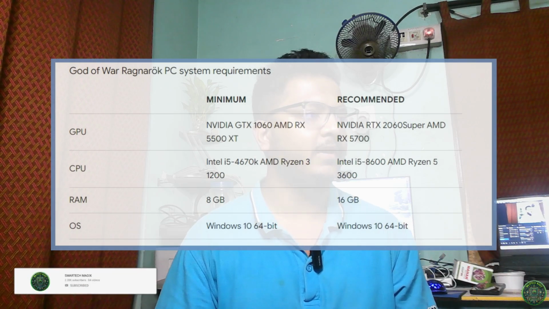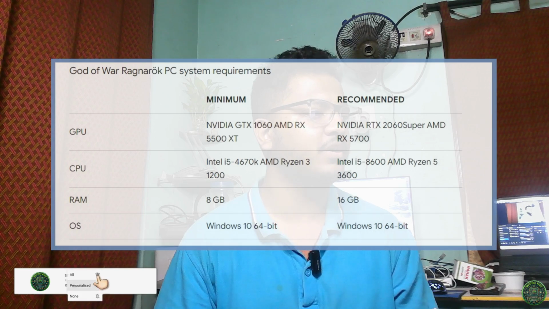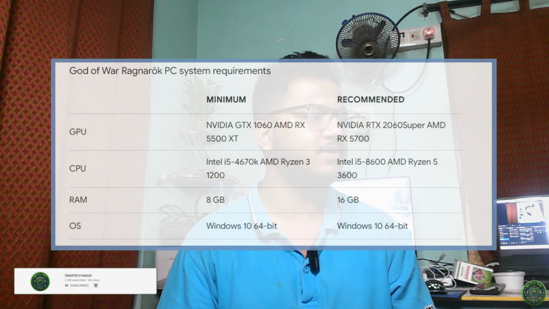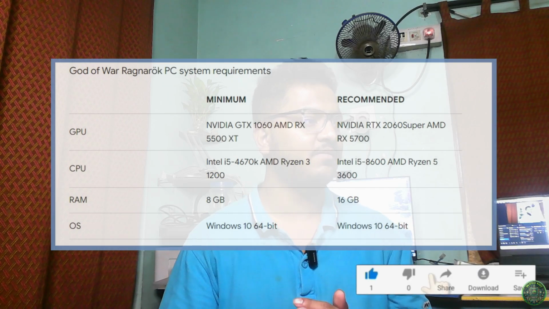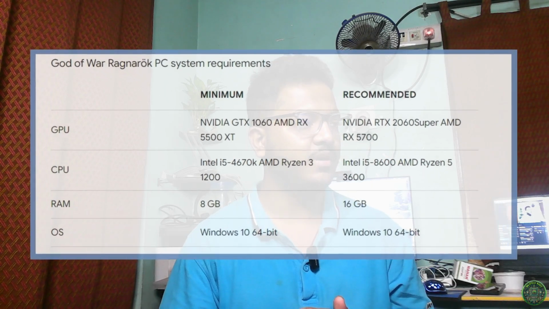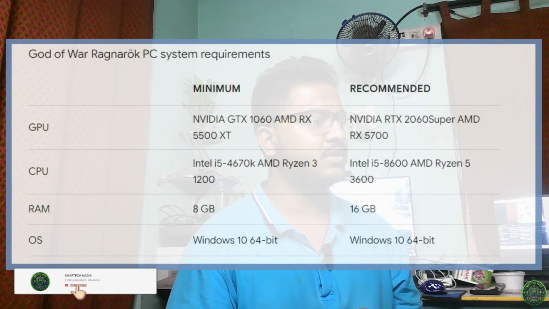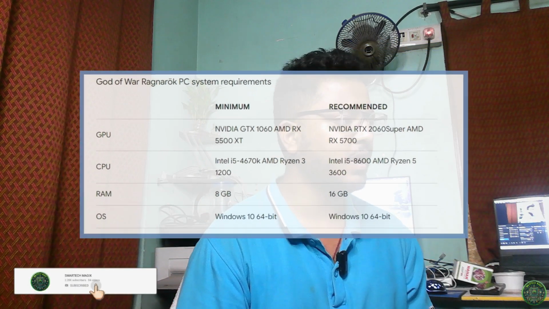The recommended system is an RTX 2060 Super or AMD RX 5700, Intel Core i5 8th generation or Ryzen 5 3rd generation with 16GB of RAM. But the minimum requirements are what I have already said. Still, if you want to play, you need to bypass the checks I mentioned. By doing some bypassing, you can play God of War Ragnarök even on old hardware.